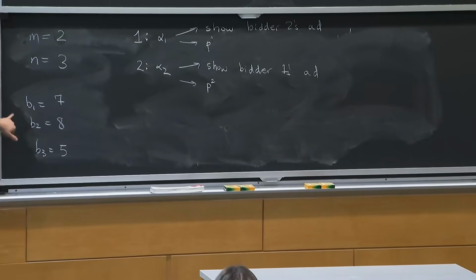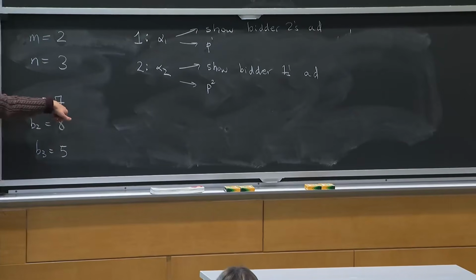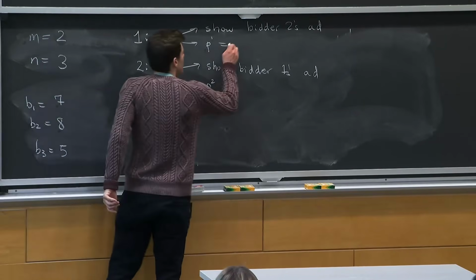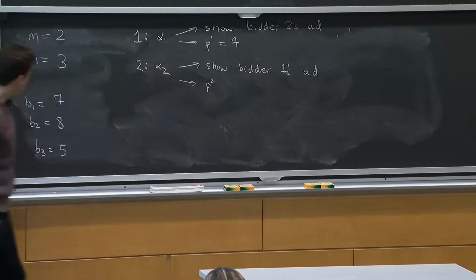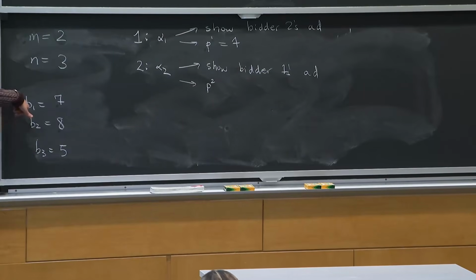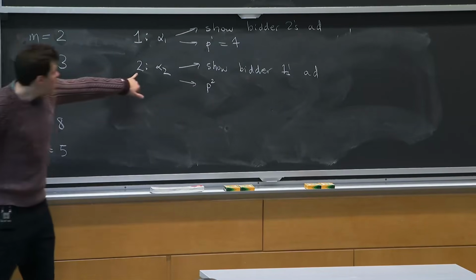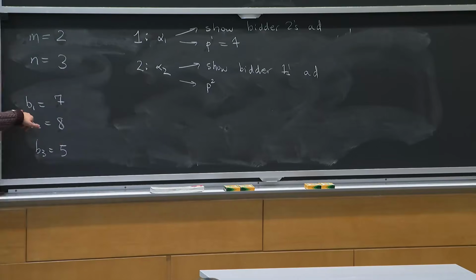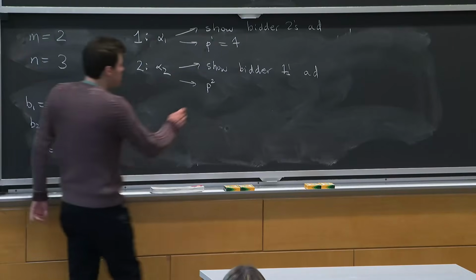So in this case, the highest bidder bid 8. The second highest bid was 7. So P1 is going to be 7. So bidder 2 is going to have to pay $7 per click. And now if we go to 2, well, the second highest bidder is going to pay the third highest bid, which in this case is 5. So P2 is going to be 5.